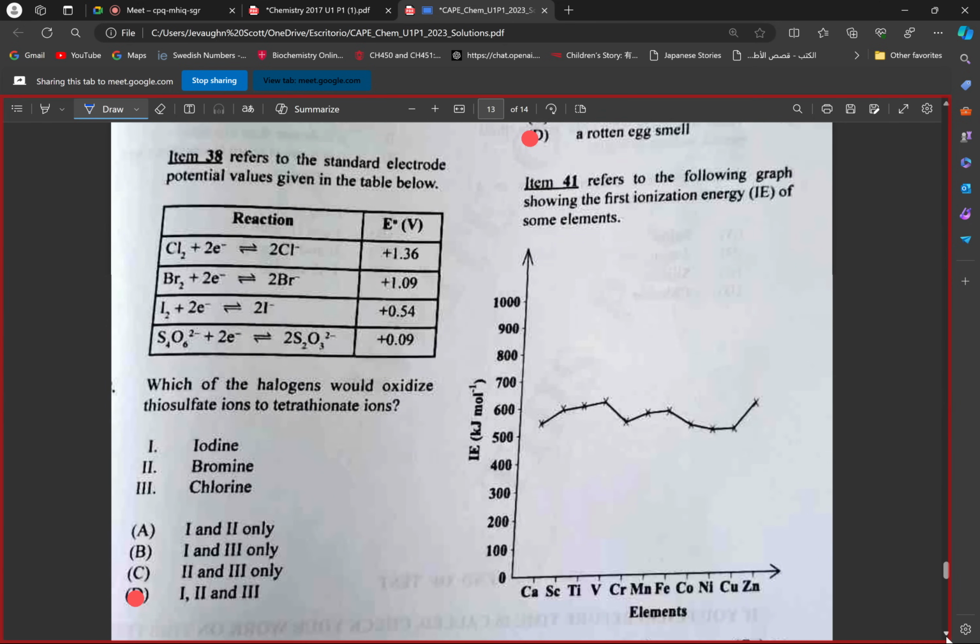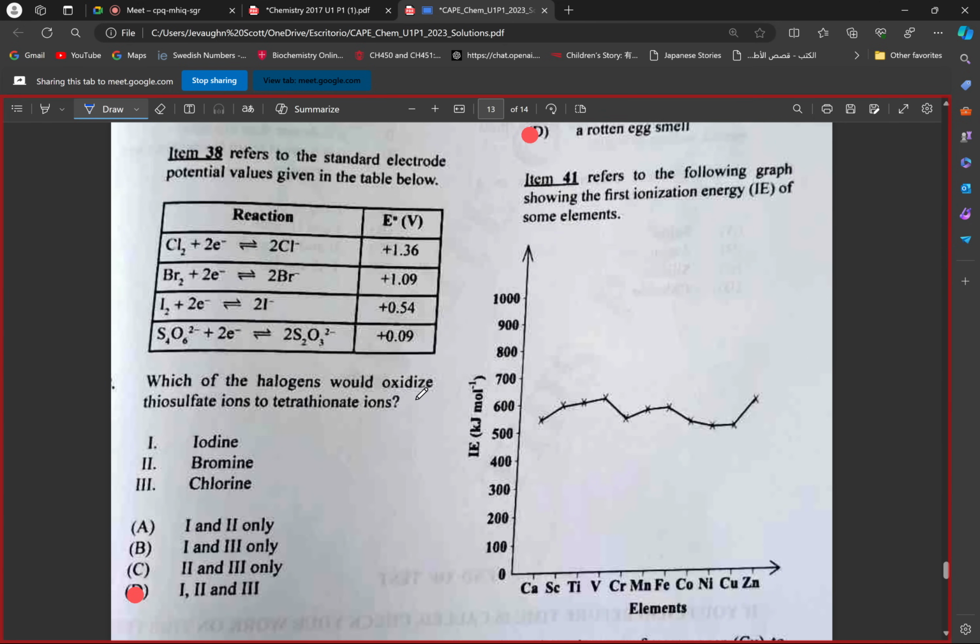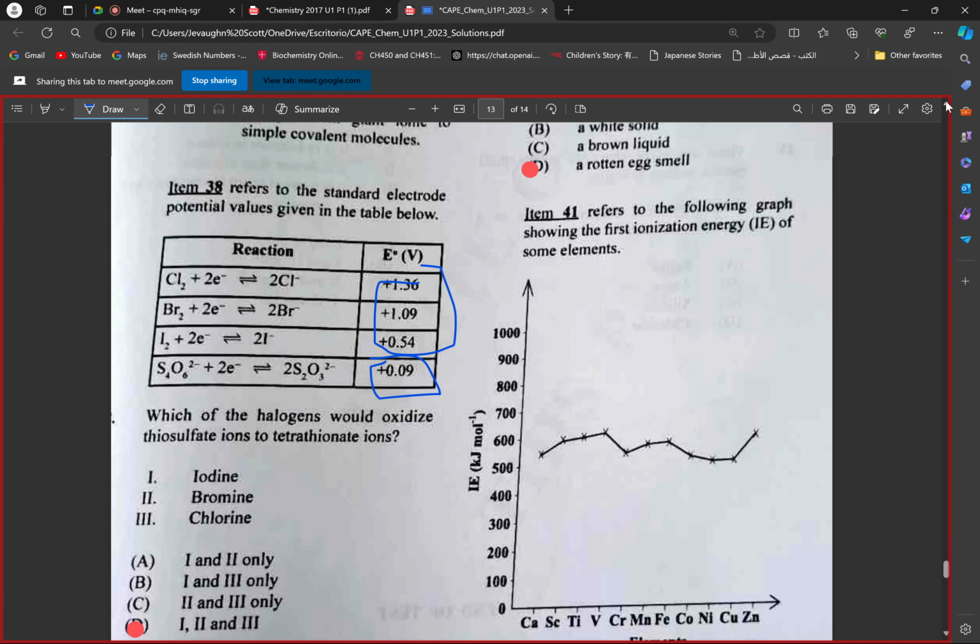Which of the halogens would oxidize thiosulfate ions to tetrathionate ions? Let's look at this. All of them are more positive than the tetrathionate. Therefore, we're going to have all of them. All of them have a higher EMF value, so all of them have the ability to actually create the tetrathionate ions.